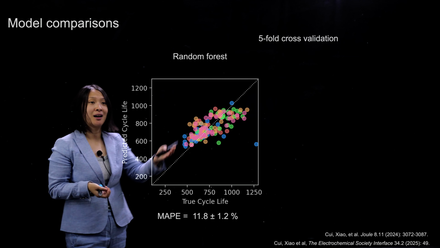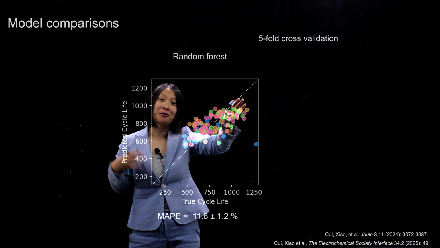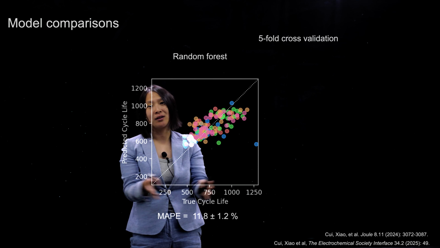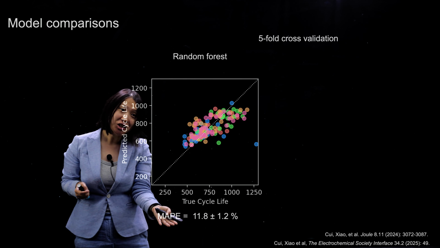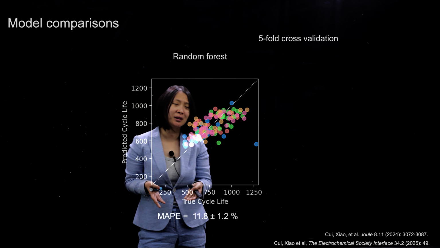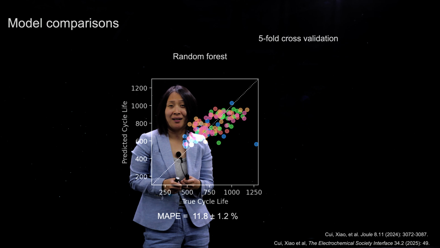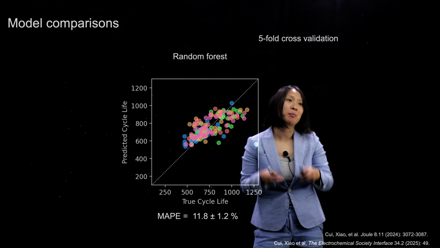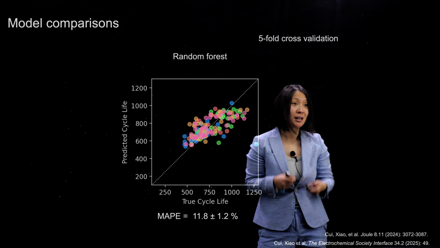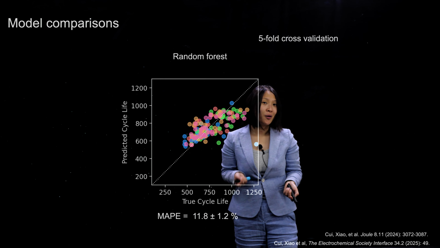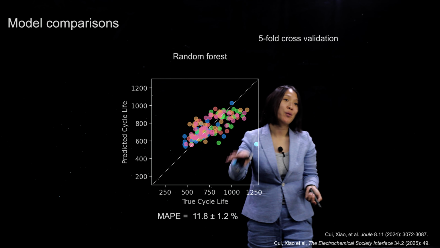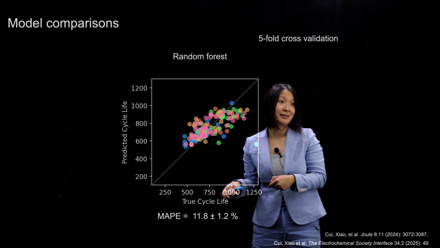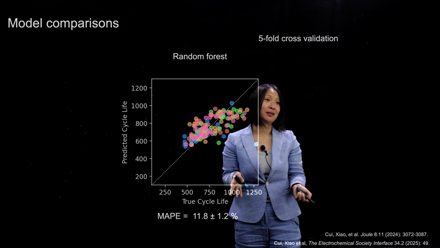So here, each fold of the training and test is shown in a specific color. You see that on average, we have an error of around 11.8%, and we do have a standard deviation from the 5-fold cross-validation. Now you'll be thinking, okay, so we demonstrated we can build a tree-based model to predict the cycle life from our diagnostic features, from the data set we are using.